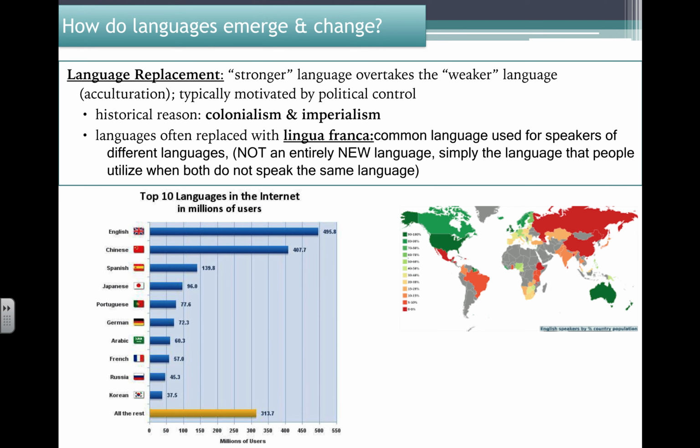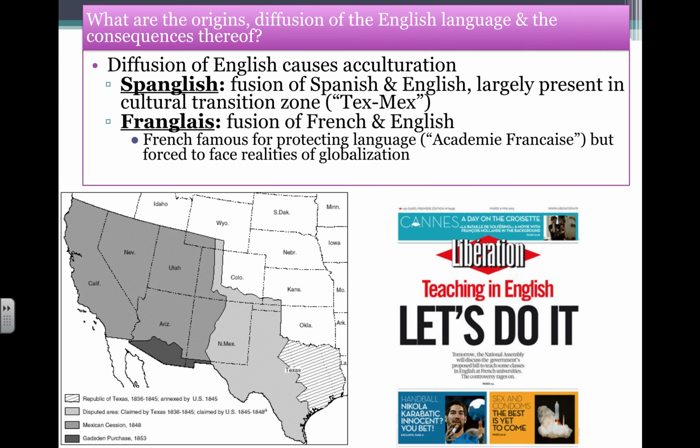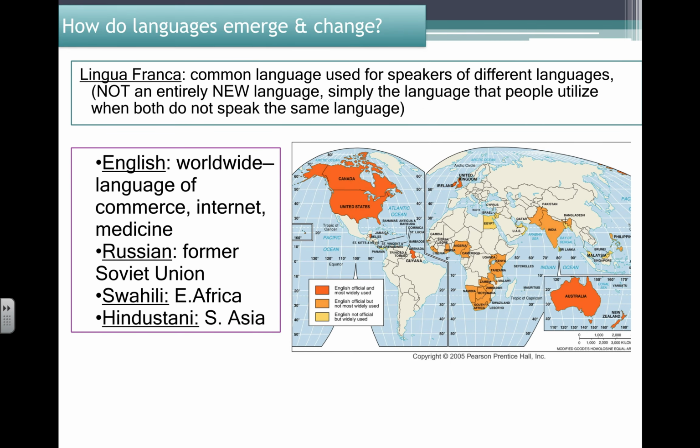An example of language replacement is the adoption of a lingua franca instead of the native tongue. So it's, again, not an entirely new language. It's just simply the language that people utilize when two people do not speak the same language. That's that we use a lingua franca, a third language, to try to communicate between them. Some examples of global lingua francas.